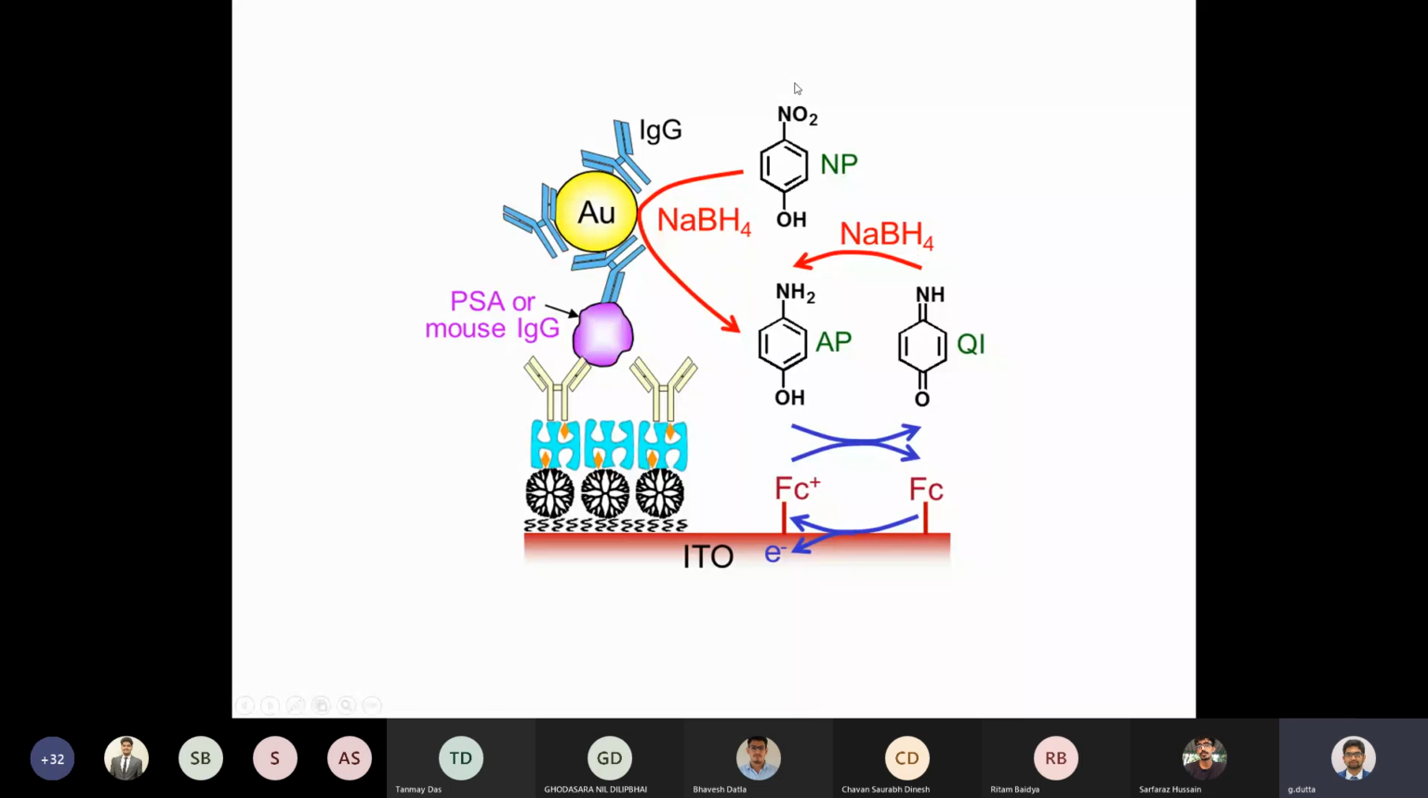So the right-hand part is the chemical reaction. The left-hand part is the biological side, the biosensor part. Like this way, we can develop a biosensor. We can detect some disease marker this way.